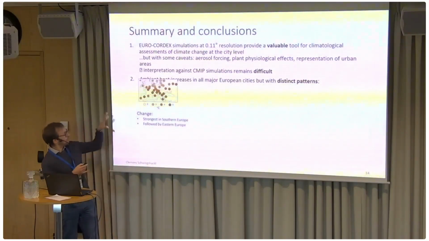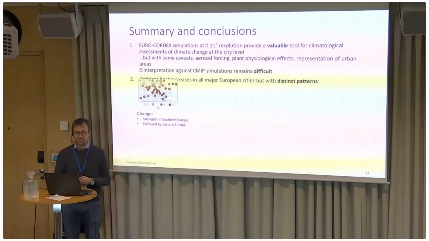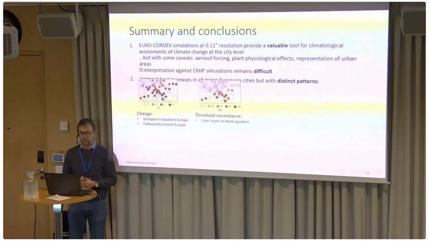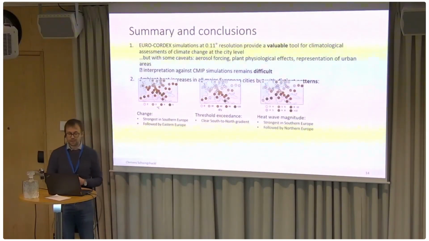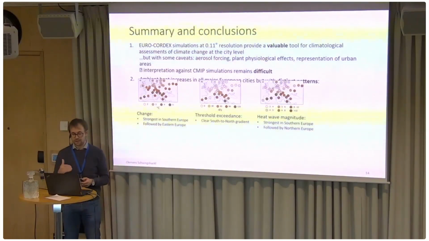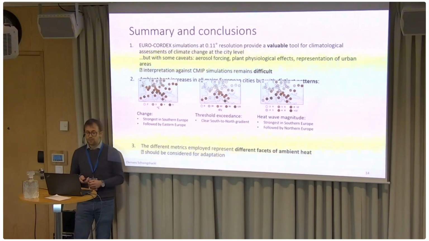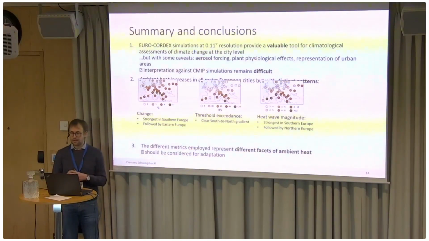First of all, the change in maximum temperature is strongest in the south, followed by Eastern Europe. For the threshold exceedance, there's a clear south to north gradient. And for heat wave magnitude, you have the strongest increases again in Southern Europe, but also in Northern Europe, quite substantial increases. The other important point is that these different metrics represent different facets of ambient heat.